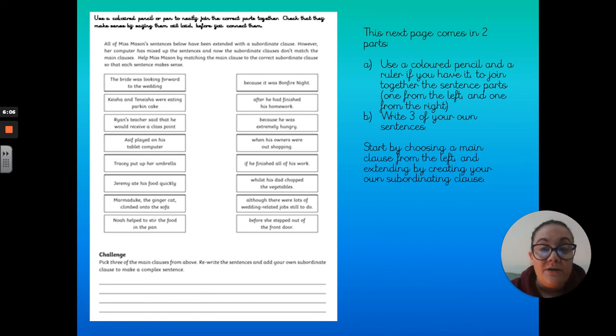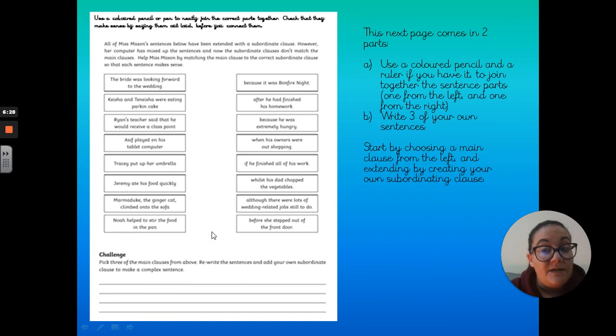information. So what I'd like you to do is, using a coloured pencil or a pencil and a ruler so that it's done neatly, join up one of the main clauses on the left to one of the subordinating clauses on the right. You should be able to connect them all up together so that you create sentences which make sense. So that's the top part of this activity.